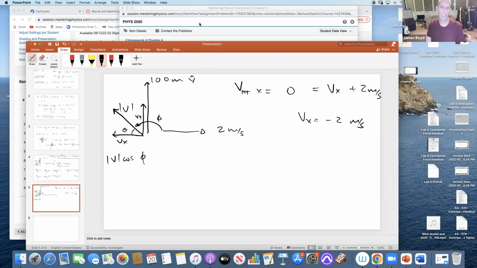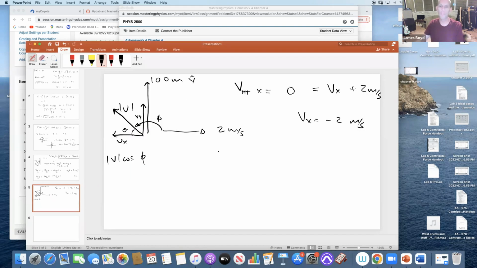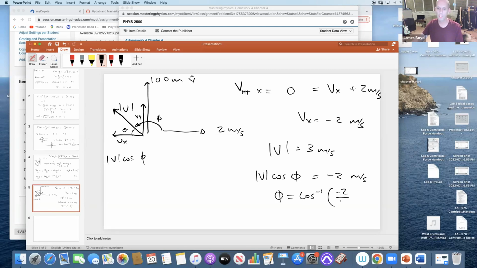Now let's see what they're actually going to ask us to do. In what direction should he paddle? Now we know that v is 3 meters per second. That's how fast he can paddle. And therefore, v cosine of phi is equal to negative 2 meters per second. Therefore, phi is arc cosine of negative 2 over 3. If you don't know how I did that, this is cosine of phi. This is negative 2. Divide through by 3. Take the arc cosine on each side.